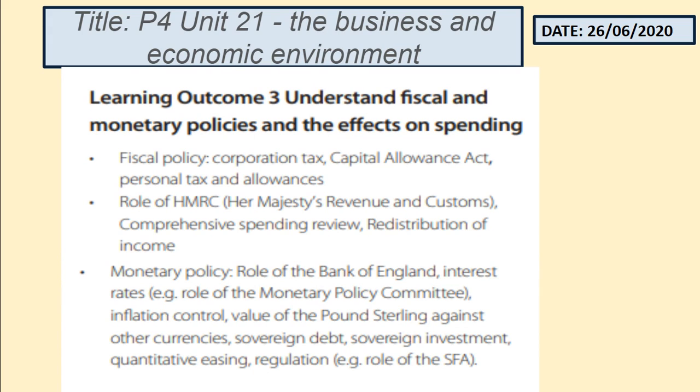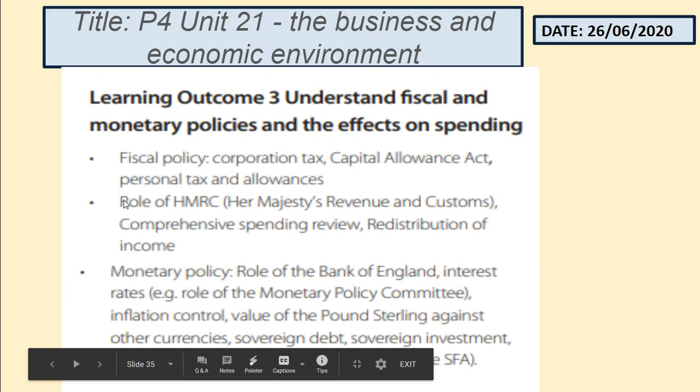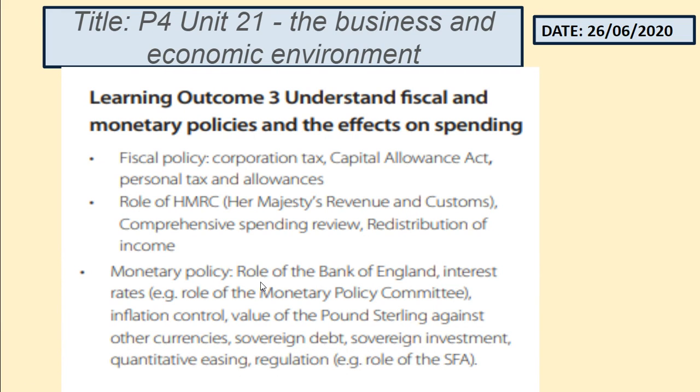So you need to be writing about what fiscal policy is, things like Corporation Tax, Capital Allowance Act, personal tax and allowances, the role of HMRC, Her Majesty's Revenue and Customs, Comprehensive Spending Review, redistribution of income, monetary policy, the role of the Bank of England, interest rates, inflation control, the value of the pound sterling, other currencies, and so on. I don't think you're expected to write about every single one of them, but at least have something about fiscal policy, something about the role of HMRC and monetary policy, and then link it to your business.